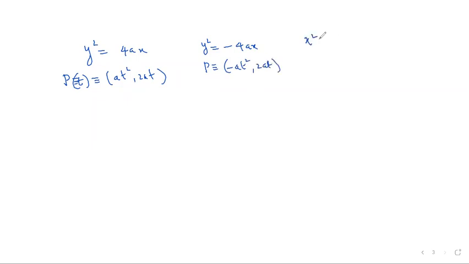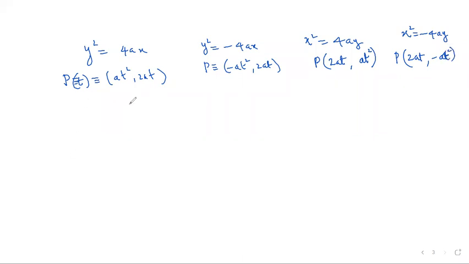If it is x square equal to 4ay, what will be the coordinate of any point on the parabola? X and y got interchanged, no? So x and y are positive, so 2at comma, in place of x 2at and in place of y at square. If x square equal to minus 4ay, what will be the coordinate of any point on the parabola? 2at comma minus at square.